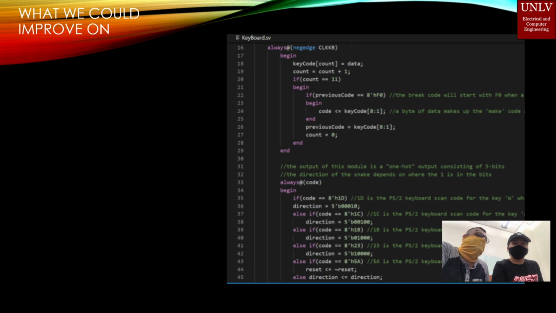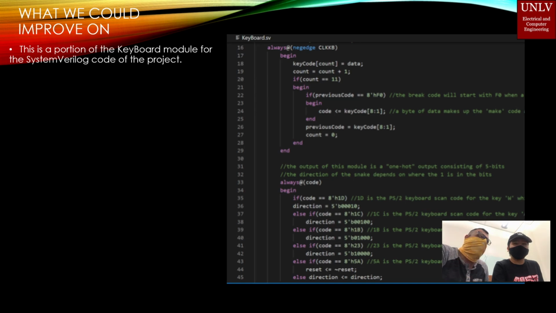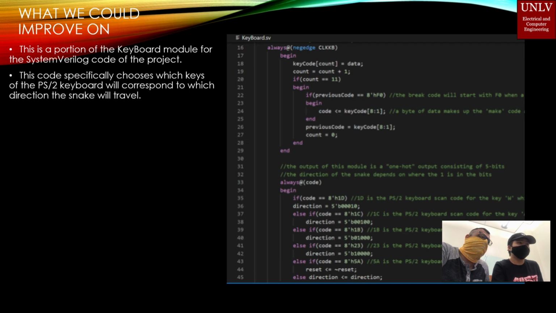And as we were working on this project, my partner and I realized that there are some things that we could improve on. As you can see in the image on the right, this is a portion of the keyboard module for the system relevant code part of the project. This code specifically chooses which keys of the PS2 keyboard will correspond to which direction the snake will travel.